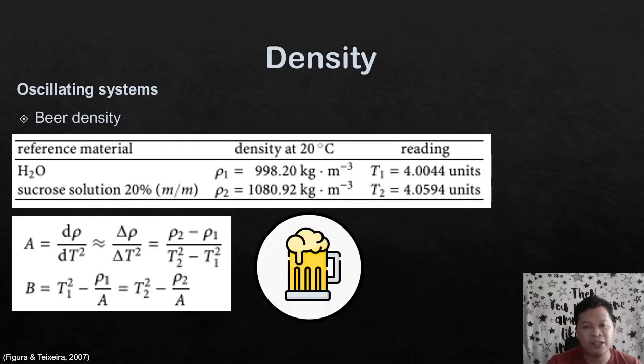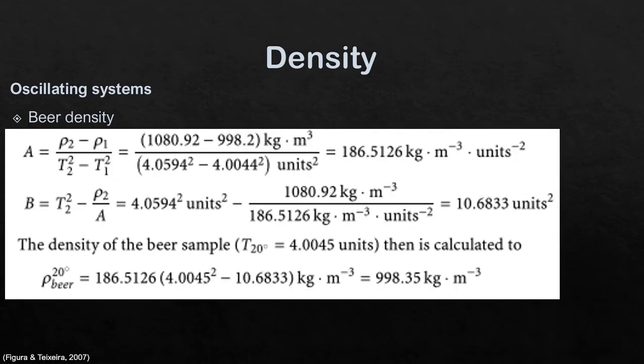So although it's automated, the principle here is that if you know the density of your reference material, and then you compare the oscillations, the computer automatically calculates using the following equations, as for example here in measuring beer density versus the reference water and sucrose solutions.